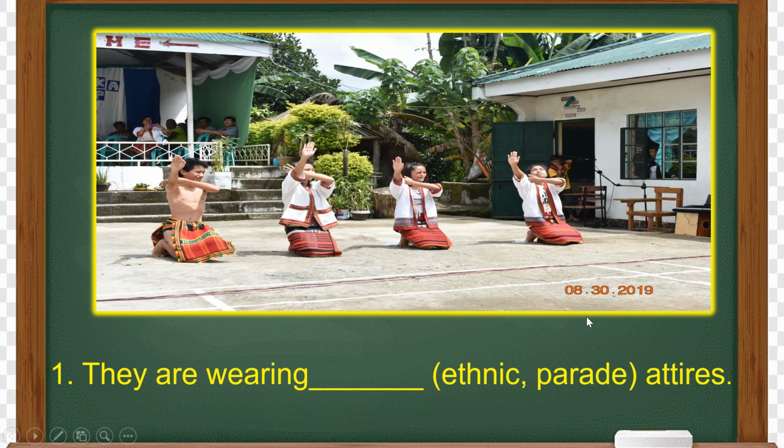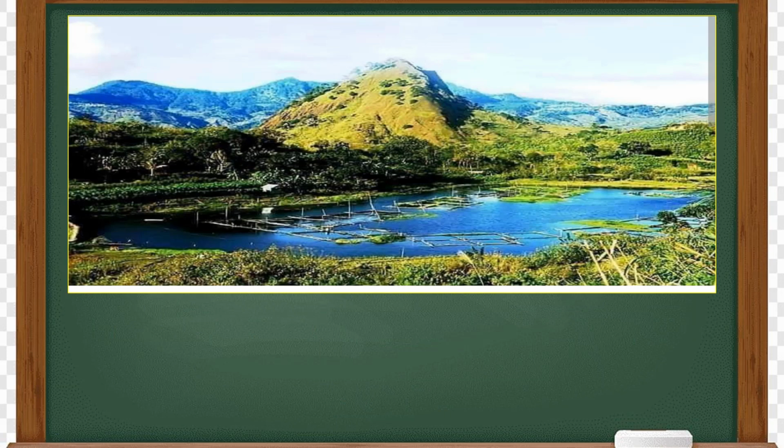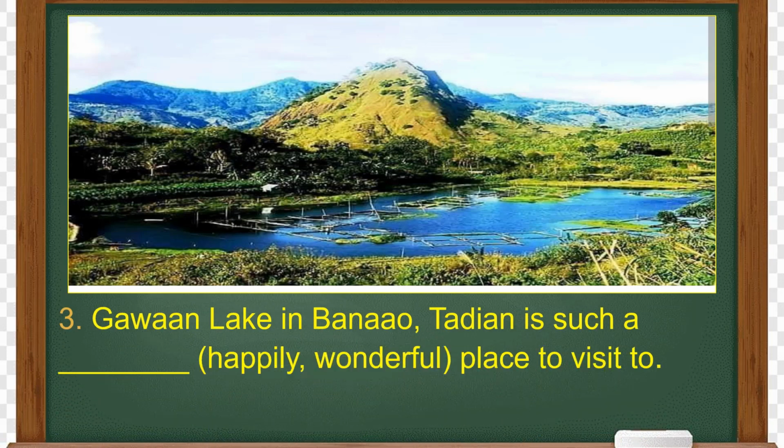Number 1. They are wearing ethnic parade attires. B. The correct answer is patiently. Number 3, Gawaan Lake in Banao, Tadian is such a wonderful place to visit. The answer is wonderful.